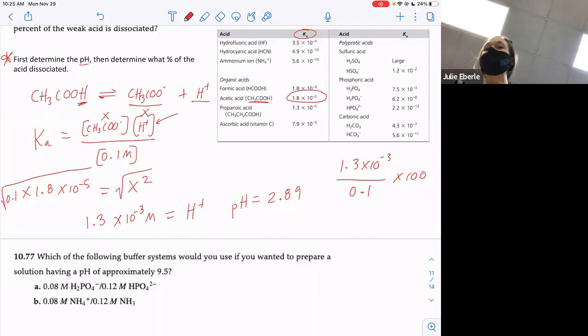Did you get 1.3%? Or did I do that wrong? Is that what you got? Yeah, it should be 1.3% of the acid. It's a pretty weak acid. Not very much of it dissociates. Okay. So that's a weak acid problem using Ka.